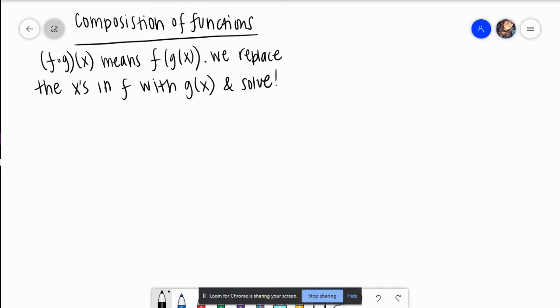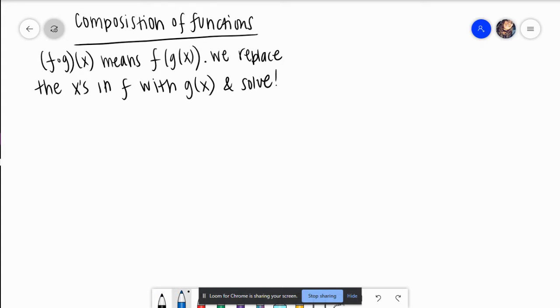A composite of functions is whenever you take a function and plug it into another function. The notation itself is an f, a composite symbol, and g inside of parentheses, and then you have your x inside of parentheses. The way that's read and what it actually means is f of g of x. When I said "of," I opened a set of parentheses, so f of g of x. What we do is replace the x's in our f with g of x and we solve.